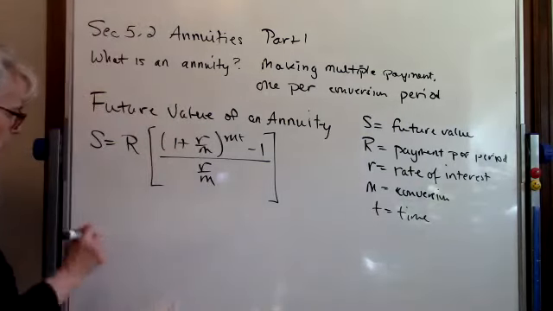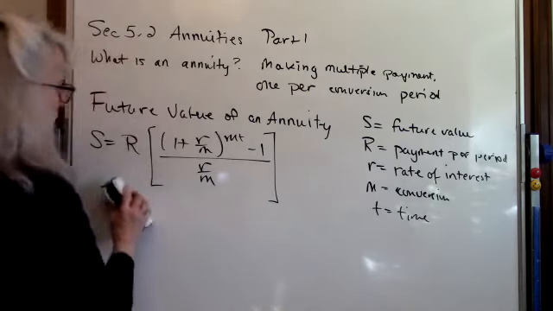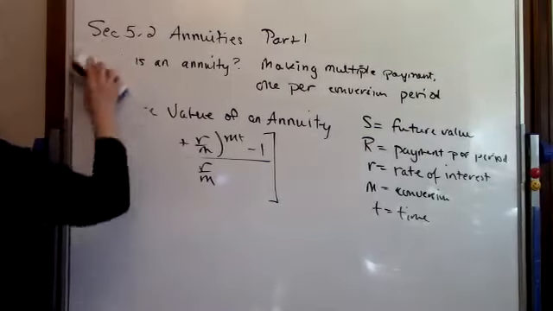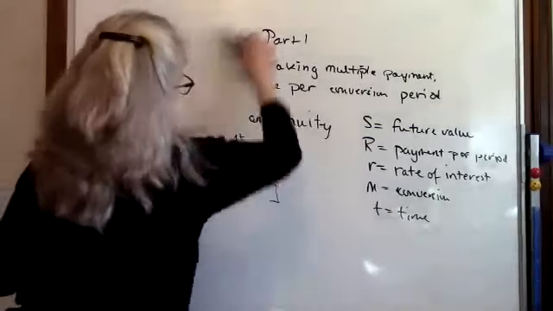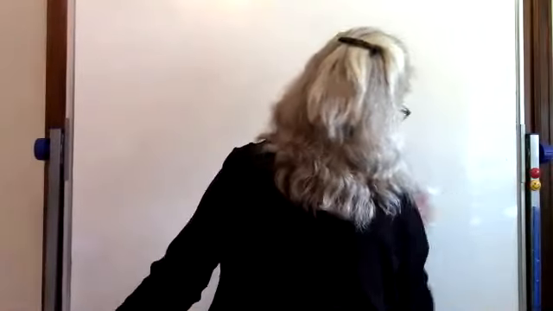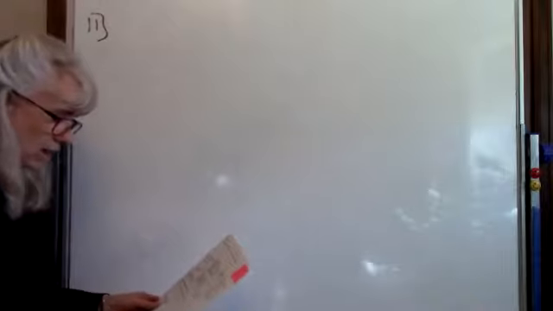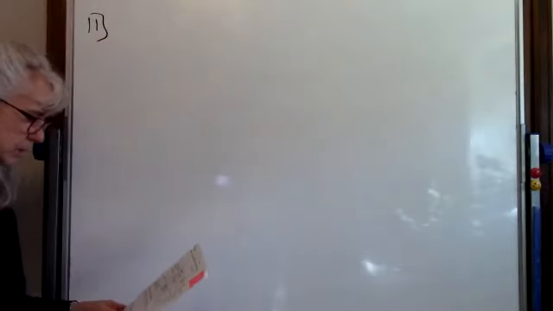So this is example 1. And actually, you know what? I need more room on the board, so I'm going to erase that formula. I'll rewrite it here in just a second. Example 1 says, find the amount of an ordinary annuity consisting of 12 monthly payments of $100 that earn interest at 5% per year compounded monthly.